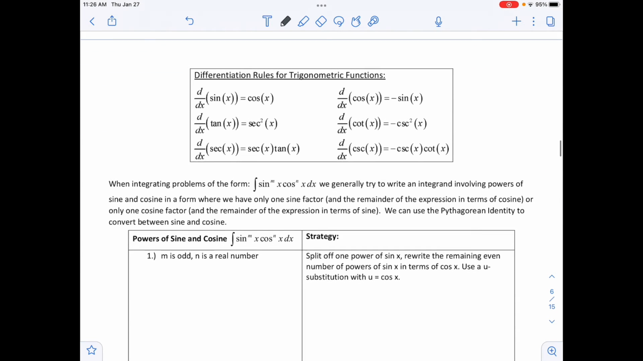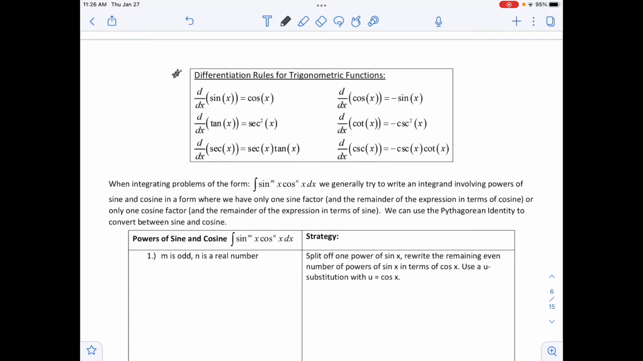So at the top of page 6, we have our first set of differentiation rules for trigonometric functions. So we have the derivative of sine of x is cosine of x, the derivative of tangent of x is secant squared of x, the derivative of secant of x is secant x tan x, and the derivative of cosine of x is negative sine of x, the derivative of cotangent of x is negative cosecant squared of x, and then the derivative of cosecant of x is negative cosecant of x, cotangent of x. These you should know. If you don't, again, make sure you have these memorized.